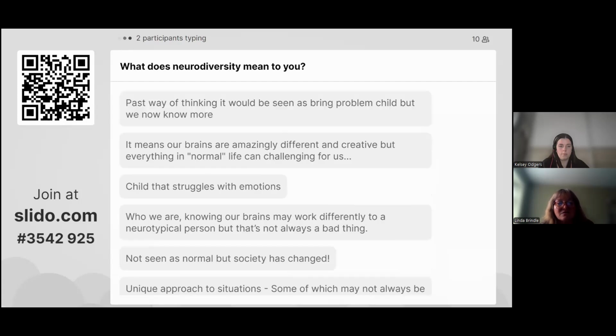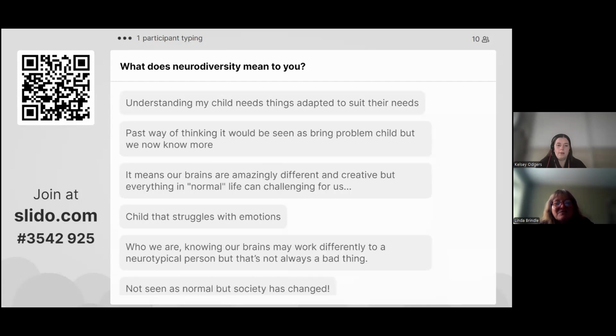A child that struggles with emotions means our brains are amazingly different and creative, that everything in normal life can challenge us. Yeah, it can be challenging for us. In the past way of thinking, it would be seen as being the problem child, but we now know more, absolutely. Understanding my child needs things adapted to suit their needs.